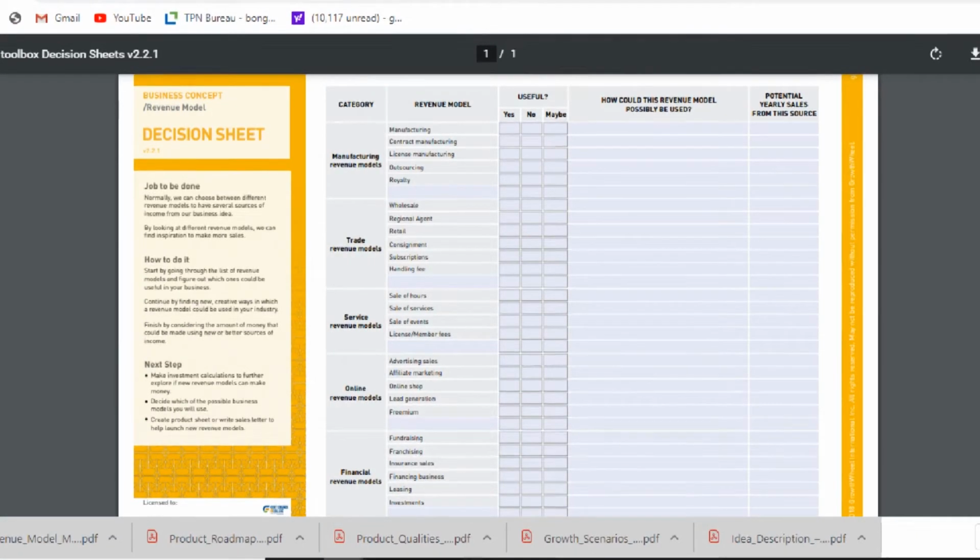Now, the other one we look at is the service revenue models. When we speak about sales of hours, I normally speak about your DJs, I normally speak about your MCs. Their rate is based on an hour, or your therapist. They charge you based on hour. That is a revenue model. That's how they choose to make their money. Consultants as well, they charge you based on a session.